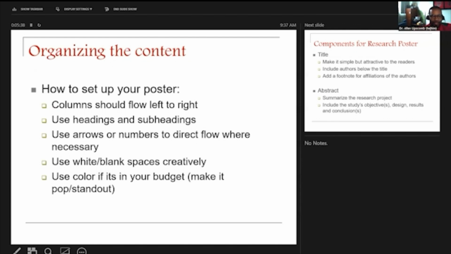You use colors if it's in your budget. You can use colors to make it stand out, right? To allow your poster to pop so that if people are walking by viewing your poster, it captures their attention.